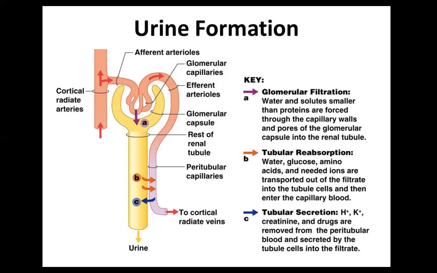Hydrogen ions, potassium ions, creatinine, and drugs are basically removed from the blood and secreted by the tubular cells into the filtrate. So that's why the kidneys are actually stressed when you drink a lot of medicine, or if you drink them frequently, because they're responsible for removing the unused components so that you can pee it out. And that's why drinking excess vitamins can also be stressful to your kidneys, because they also consider this as waste products and they filter it out, and so they are removed from your body through the urine.